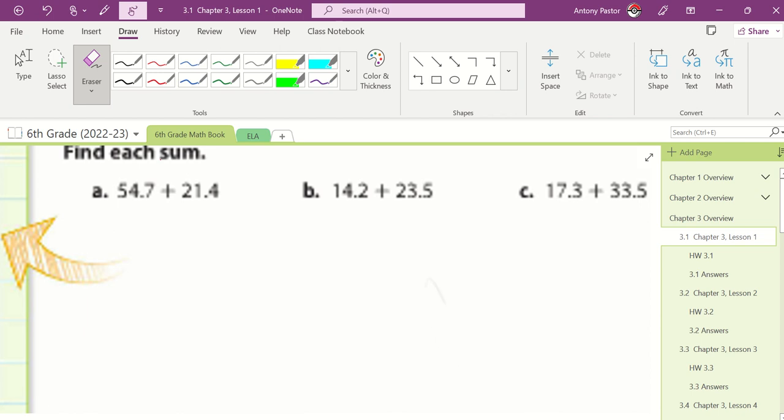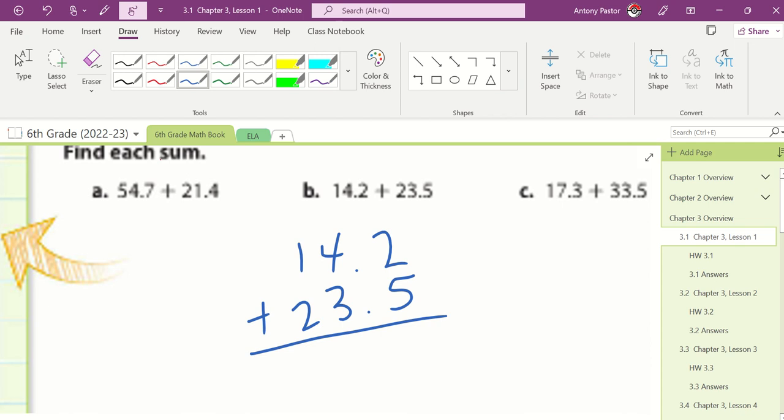Let's do example B together. 14.2 and 23.5. Again, we lined up the decimals, and we're just going to add from right to left. 2 plus 5 will make 7. Bring down the decimal. 4 and 3 together will also make 7. And 1 plus 2 equals 3. 37.7.